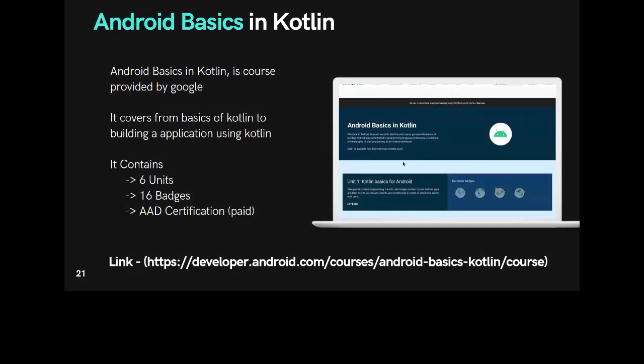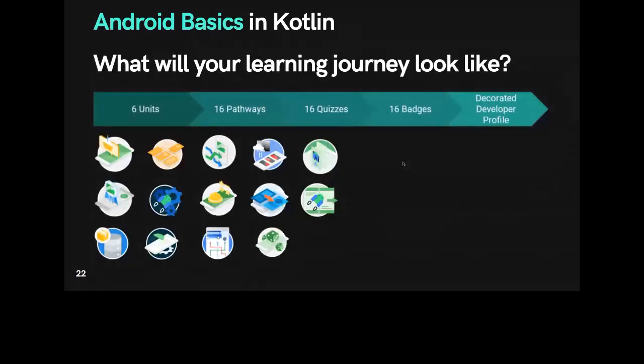And then the third thing is that this course also has a certification. But for this certification you have to pay and take the exam in order to get certified. If not, you can simply get the 16 badges and show them in your developer profile. In that course you will get 6 units, which are comprised of 16 pathways. If you ask what a pathway is, I will show you now.